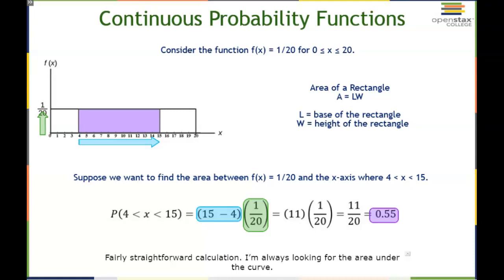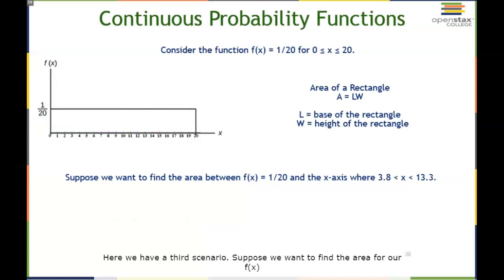Fairly straightforward calculation. I'm always looking for the area under the curve. The area under the curve in this situation is a rectangle, so I'm always going to find the length times the width, or we can say the base times the height. The height didn't change from the previous scenario, but the base did. So we did have to calculate our base.